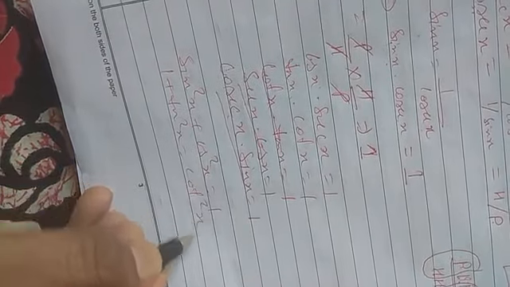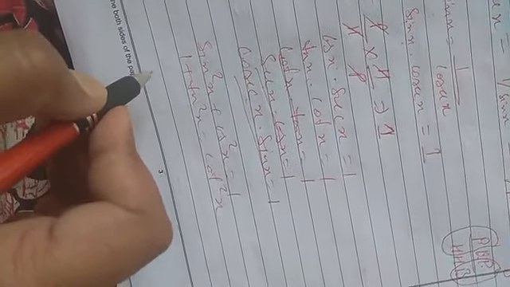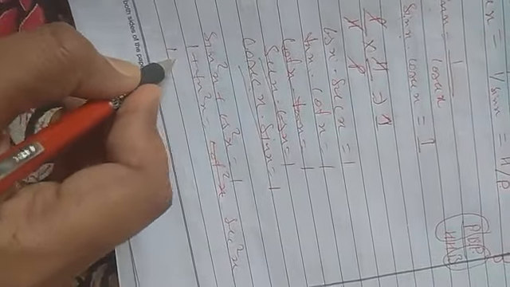Now we will have some more principles of class 10th, such as sin square x plus cos square x equals 1. We have 1 plus tan square x equals sec square x, and 1 plus cot square x equals cosec square x.